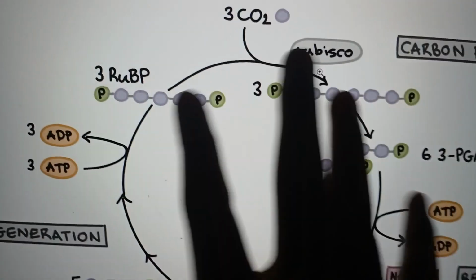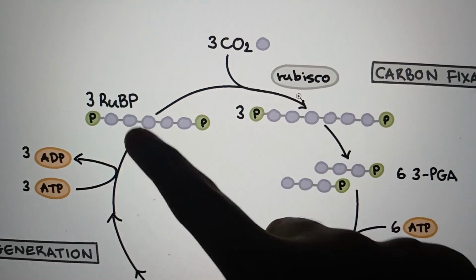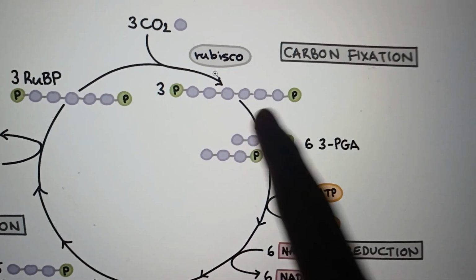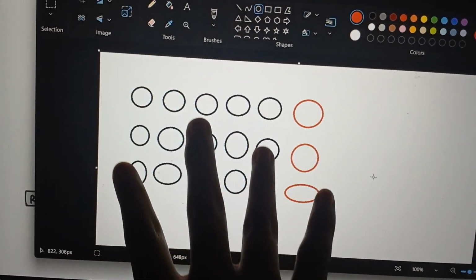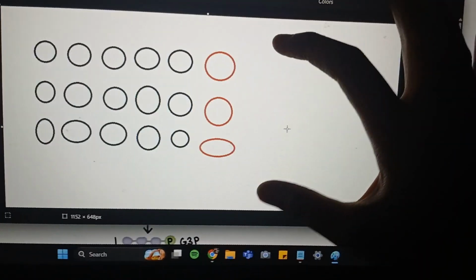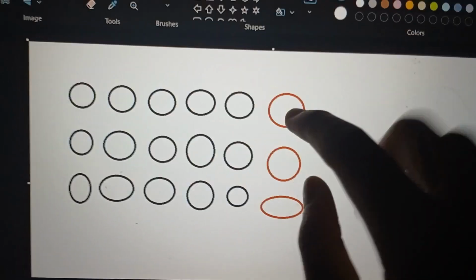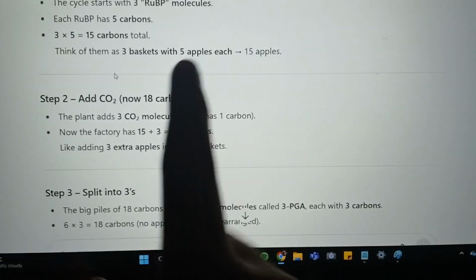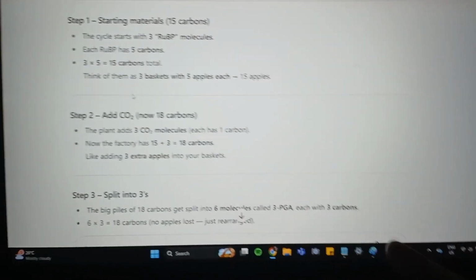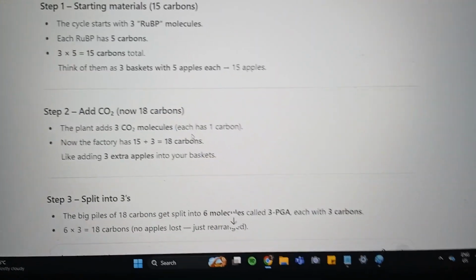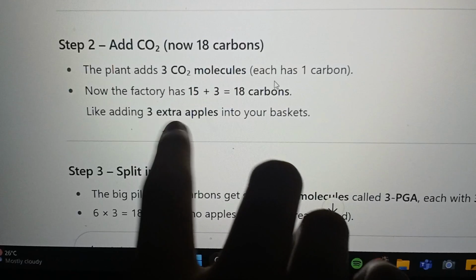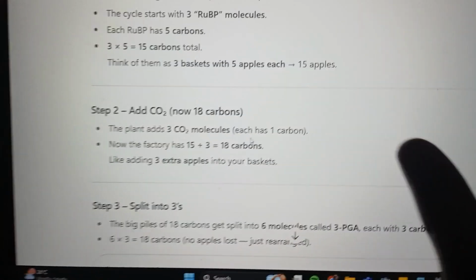I'm just a student, please. So this is 3 RuBP, and we add 3 CO2, so this is what will happen. We originally had these sets of 5, and then we added 3 carbons. It is evenly distributed, so 6, 12, 18. Now here comes a bit of a tricky part, but it will be easy to understand once it clicks. It's like adding 3 extra apples into your baskets. That was step 2, and we already did that.